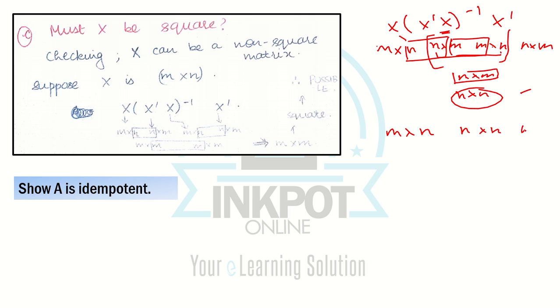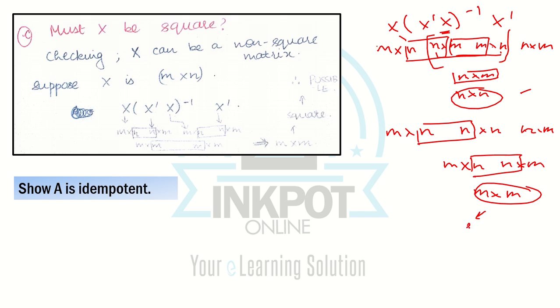Okay, then what is left is m cross n, n cross n, and n cross m. Now you can look at this and you would have m cross n, and then you would be left with n cross m. Again, this multiplication is possible. You're left with an m cross m matrix, which is a square matrix, which is what you wanted. So clearly, the fact that x is a non-square matrix doesn't hamper anything here. So x can be a non-square matrix.